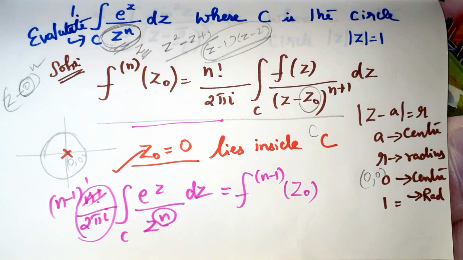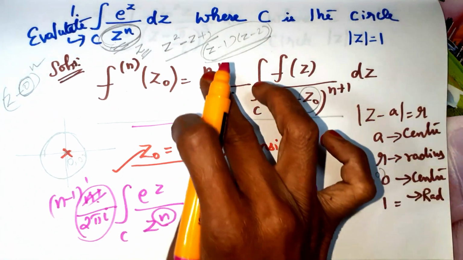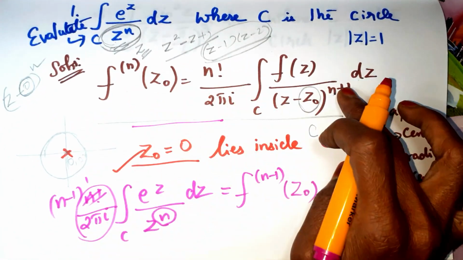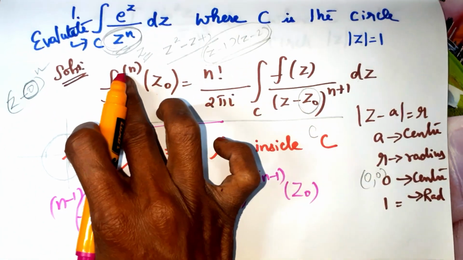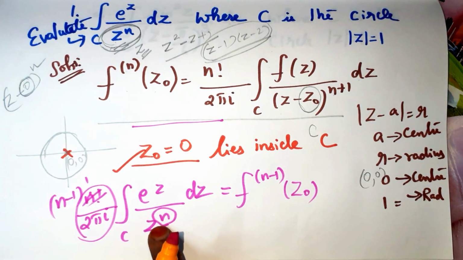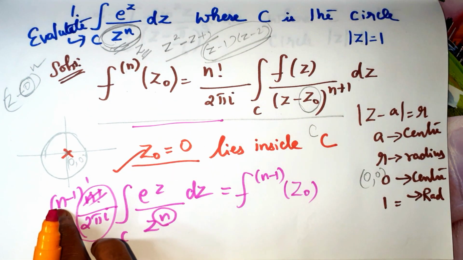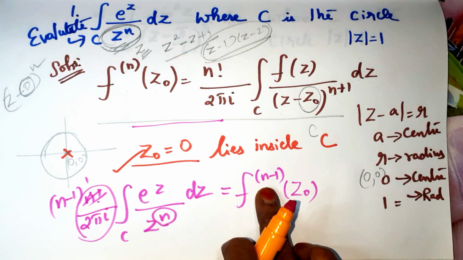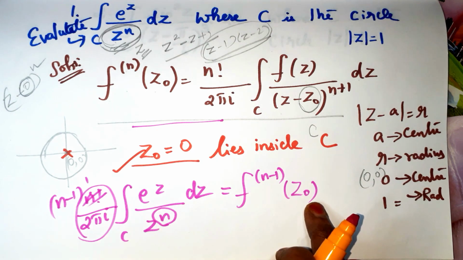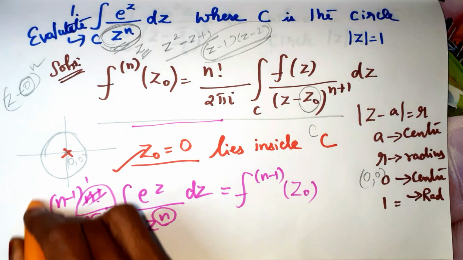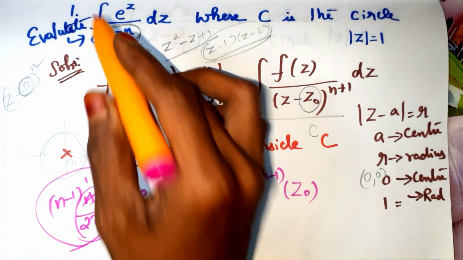So we have z power n. If it is n plus 1, here n and here n. If it is n, here n minus 1 and here n minus 1. So here n only we have, so it is n minus 1 factorial and f n minus 1 of z0. But this term is not there in the given problem.